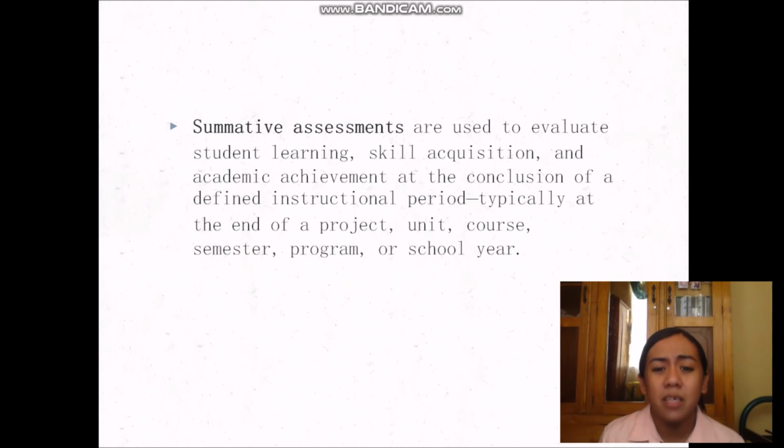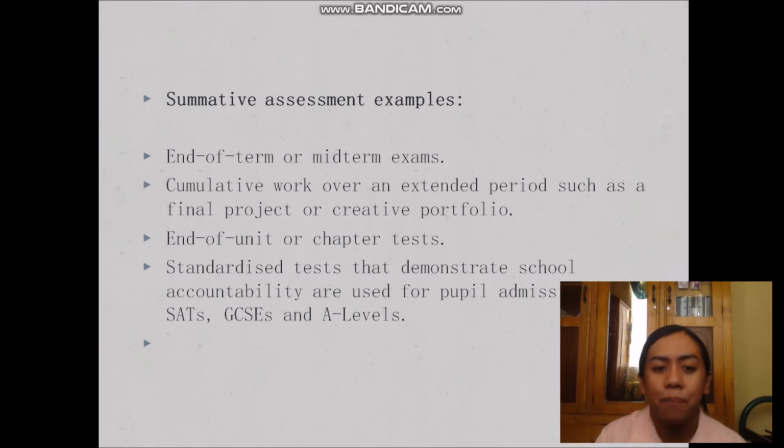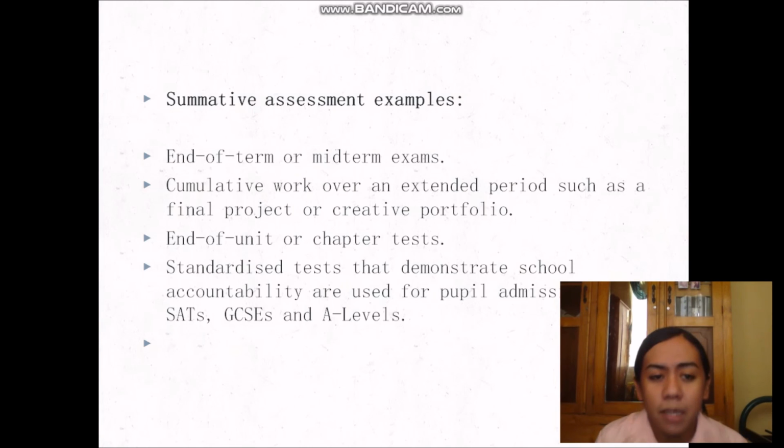So summative assessments are used to evaluate students' learning, skills acquisition, and academic achievement at the conclusion of a defined instructional period, typically at the end of the project, unit, course, semester, programs, or school year. So this is an example of the summative assessment. So that's the end of the types of assessment.